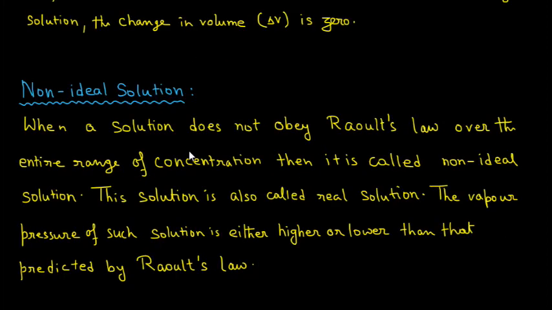Now, non-ideal solution. When the solution does not obey Raoult's law over the entire range of concentration, then it is called non-ideal solution. This solution is also called real solution. The vapor pressure of such solution is either higher or lower than that predicted by Raoult's law. Now, here the internal heat or enthalpy delta H and delta V, the change in volume, is not zero. So these are called non-ideal solutions.